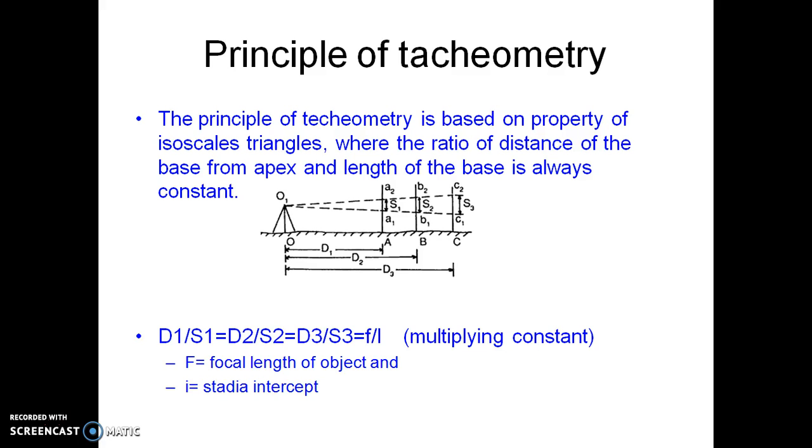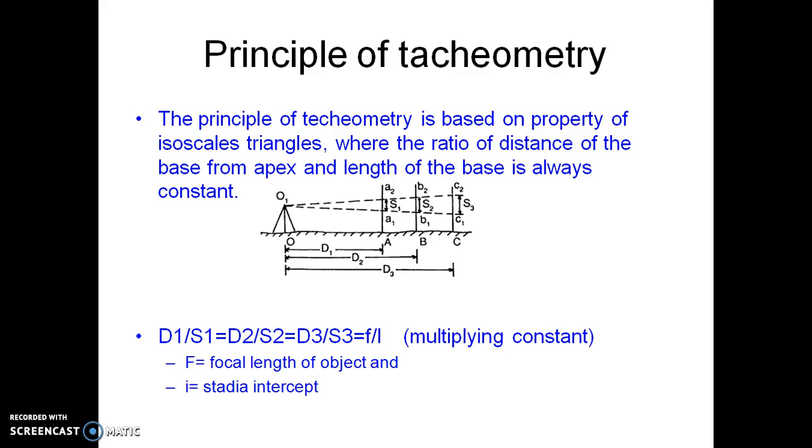In the figure, it is clear that from the instrument position O, when we look at the staff held at position A or B or C with different distances, say D1, D2, D3, the base of the triangle, for example the distance S1 or S2 or S3, the ratio is always constant. So with respect to this concept, we are going to get the formula avoiding the additive constant.